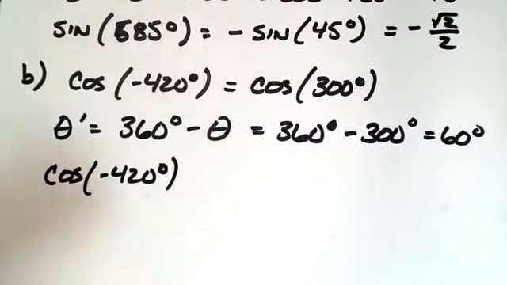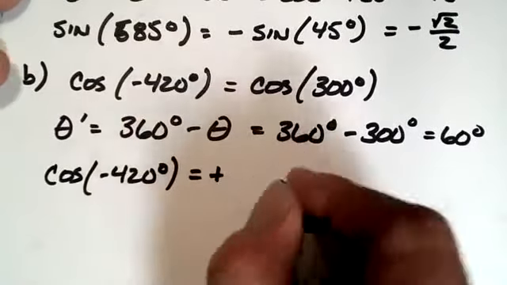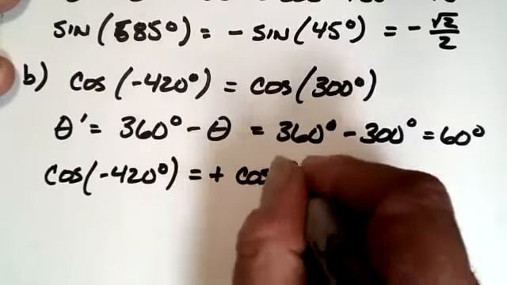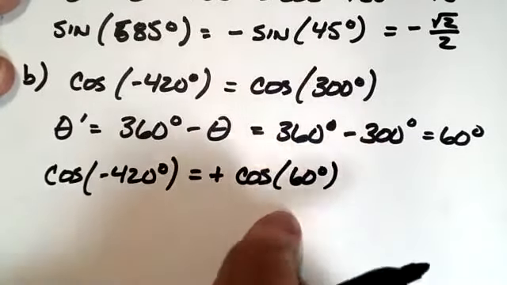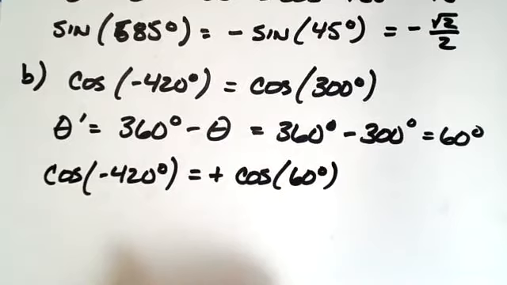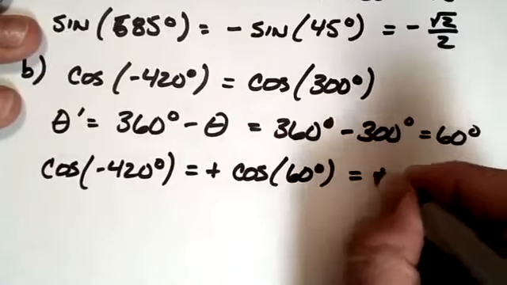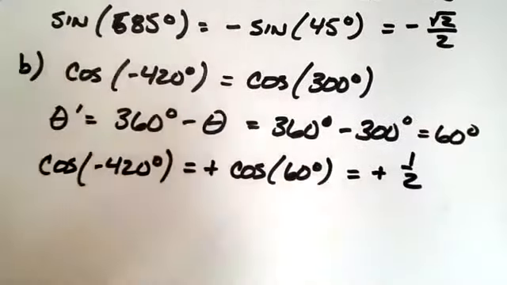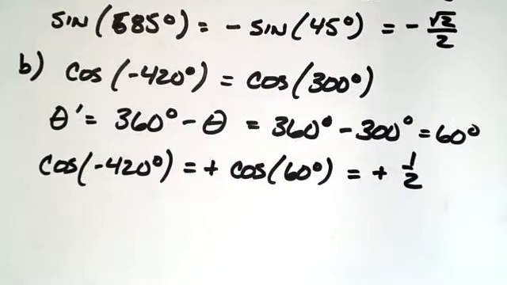Cosine and secant are positive, so this will be the positive cosine of the reference angle, which is 60 degrees. Now, the cosine of 60 degrees, as you may recall, is 1/2. And so this value will be positive 1/2.